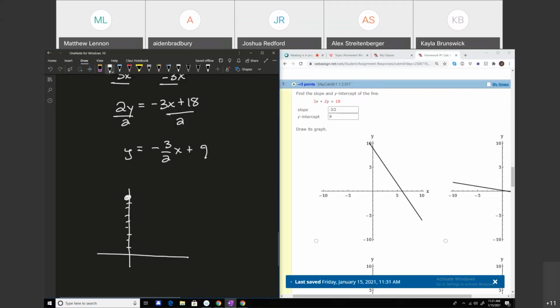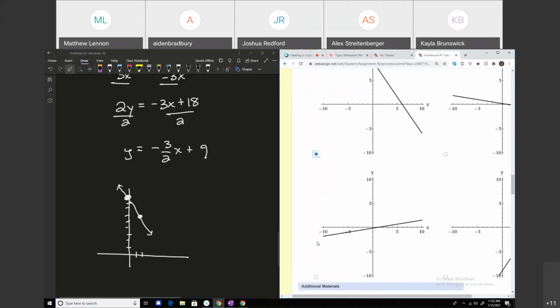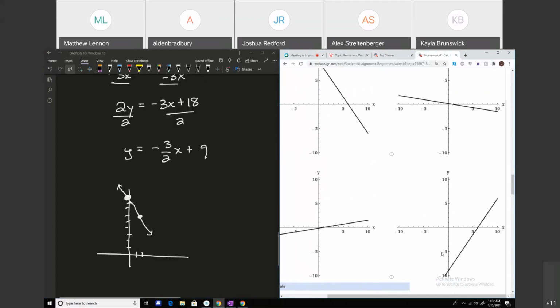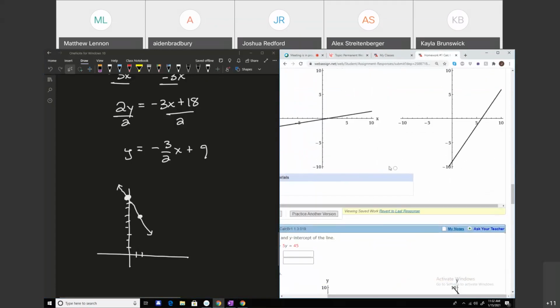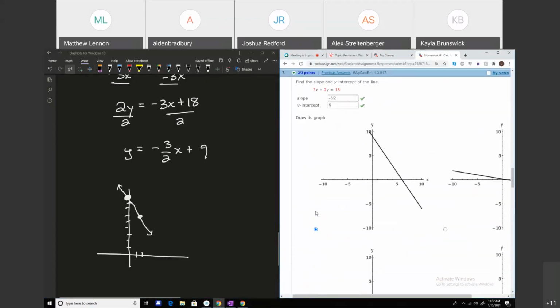And that means the picture would look something like this. We have our y-intercept of 9, and we want to move down 3 and right 2. So down 1, 2, 3, right 2, we get this point, and this is the graph. So I think this first one looks pretty good. Anything moving upward is going to be wrong, and B looks too flat, so looks good to me, and we're all set.